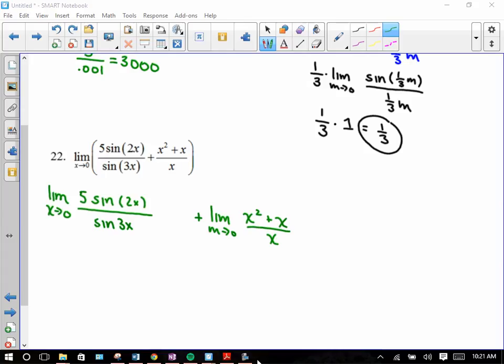Okay? Now, right here, I'm pretty sure that we can all see that. I probably want to use this little trick over here. I see sine of 2x, and I'd like to see a 2x on the top. I see a sine of 3x, and I'd probably like to see a 3x above it. Right?